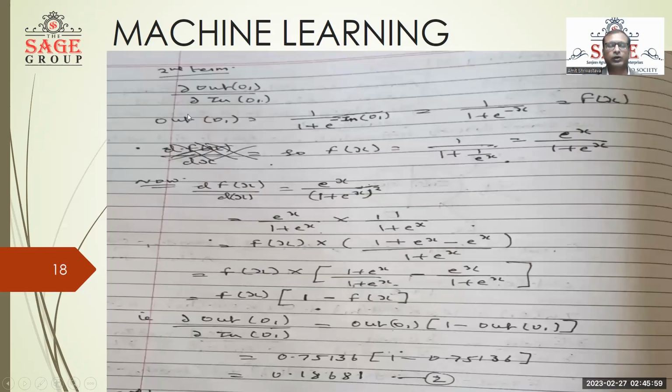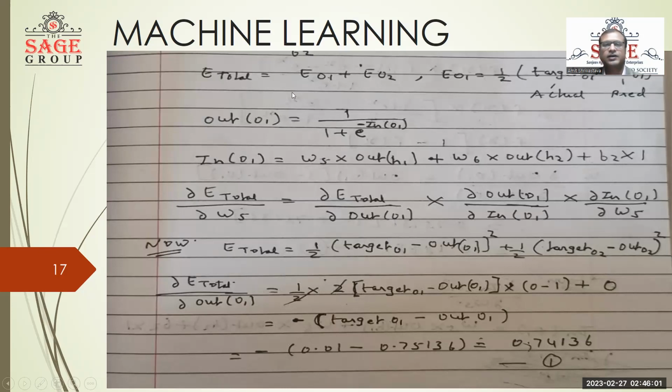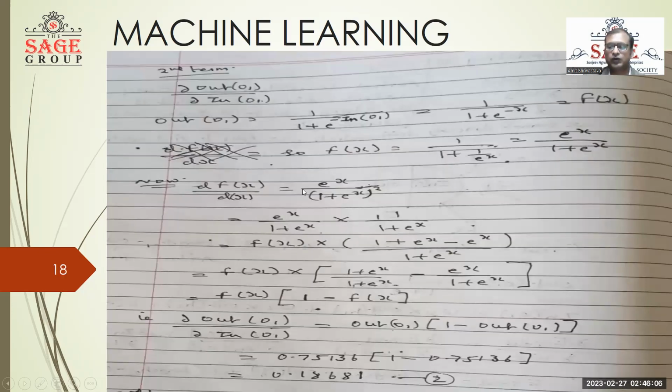Now we need to calculate the second term, that is del out O1 upon del in O1. Out O1 is nothing but 1 upon 1 plus e to the power minus in O1. Now 1 upon 1 plus e to the power minus x. Let us assume that in O1 I'm considering as x, my input, and this out O1 is nothing but my f of x, right?